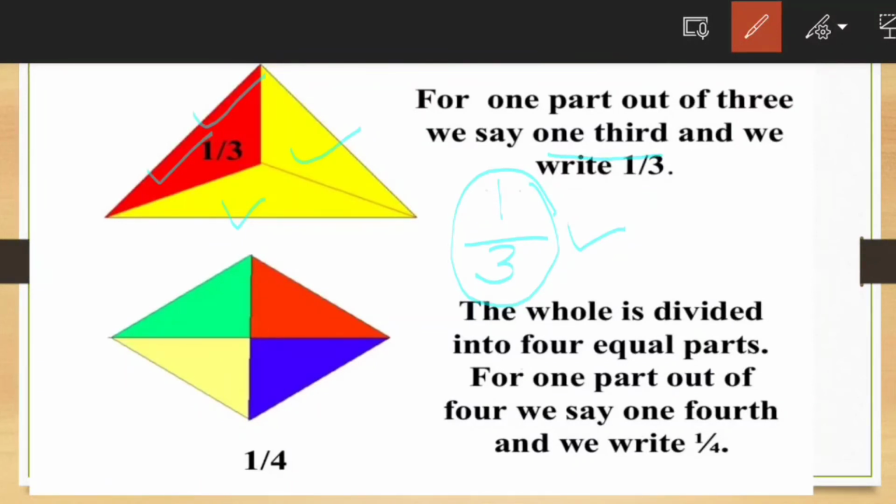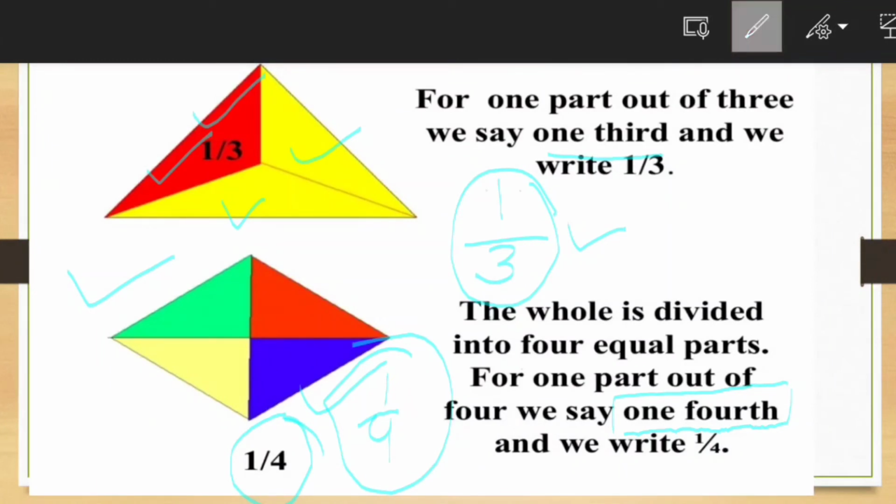Correct? Now let's see the next figure, which is given. This is a whole and it is divided into 4 different colored equal parts. And if we take out one part from here, we can say it as 1 upon 4. Or in language we can write it as 1/4. What can we write? 1/4. Let's see the next one.